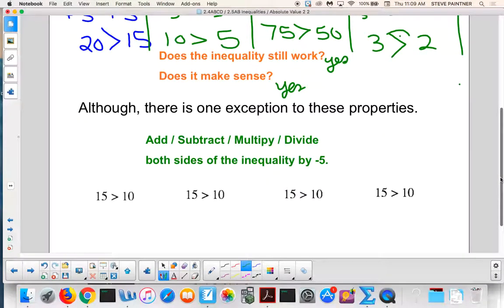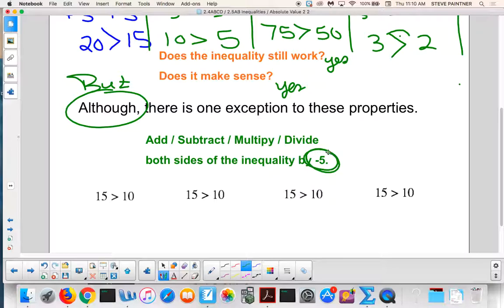There's always got to be a but. But there is one exception to these properties. Now, these properties are the ones we talked about in chapter 2. Okay, here we go. I would like you to do it one more time, but would you please add, subtract, multiply, and divide both sides of the inequality again, by what though?